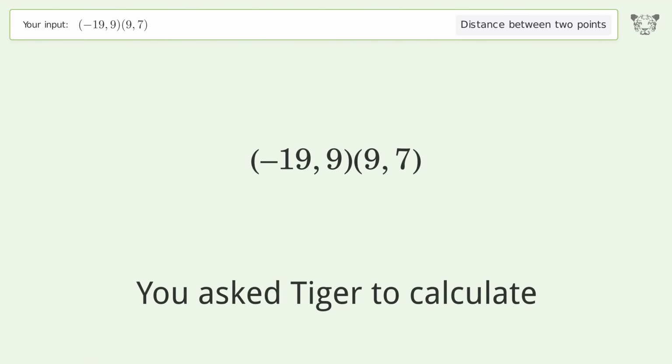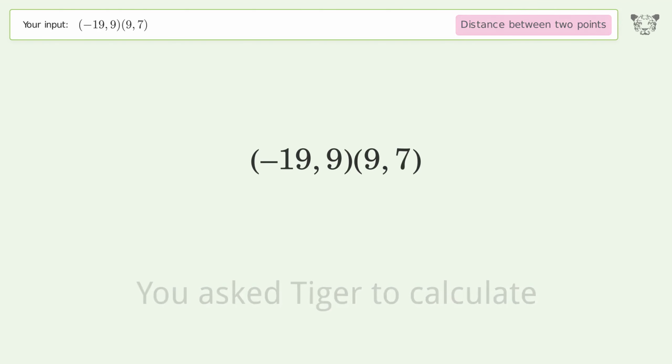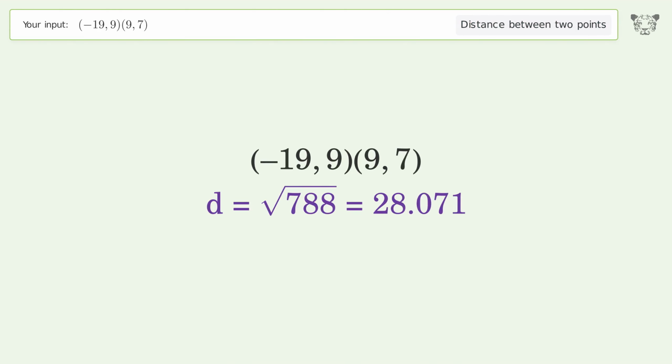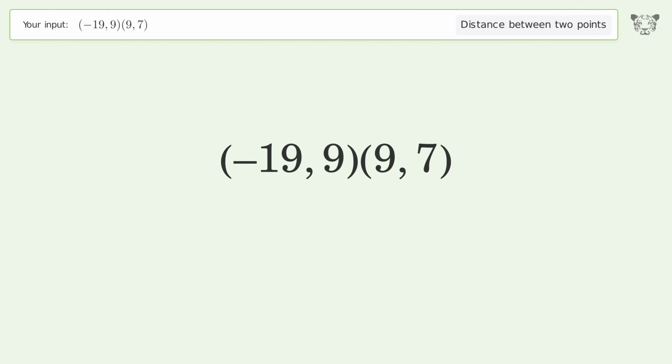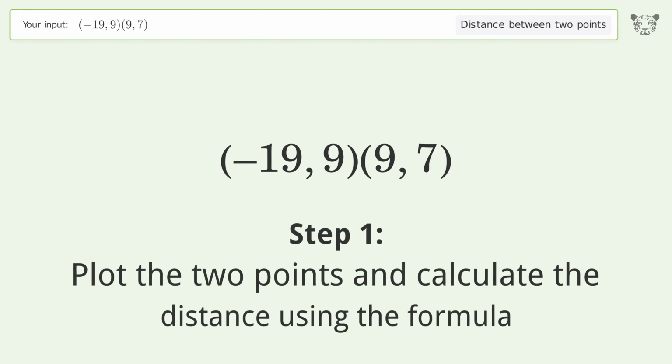You ask Tiger to calculate. This deals with the distance between 2 points. The distance between the 2 points is the square root of 788, or 28.071. Let's solve it step by step. Plot the 2 points and calculate the distance using the formula.